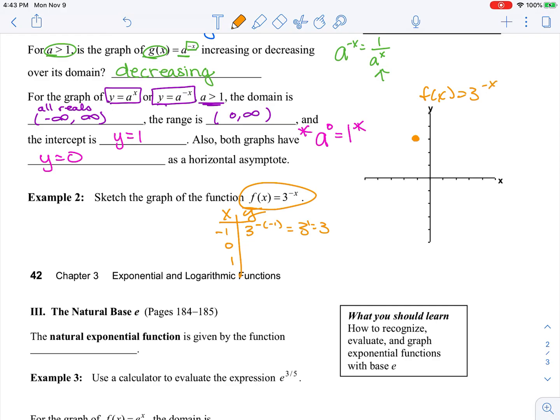And this is f of x equals 3 to the negative x here. And then 3 to the -0 is just 3 to the 0, which is 1. And then 3 to the 1, 3 to the -1, I should say, is 1 over 3. So at x equals 1, y equals 1/3. So our graph is going to look like this.